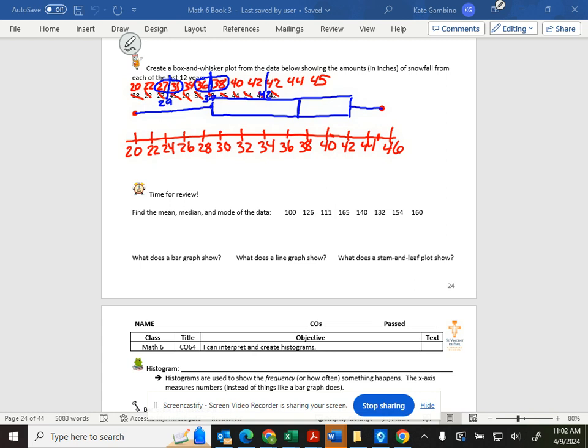So when you're given all of those data, from all the numbers that we were given, you have to put them in order first, find the median, find that lower quartile and the upper quartile, and then you can fill in the box and the whiskers. How many amounts of snowfall are going to be in each section?